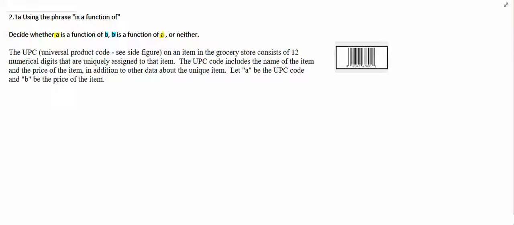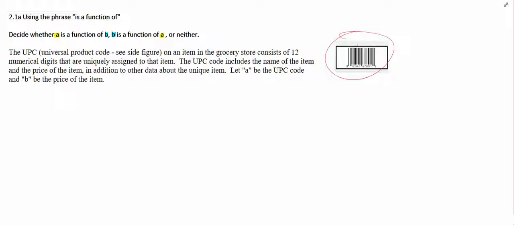It says the UPC, Universal Product Code, and this is this right over here, right? You've seen these at the grocery store, at actually any place where you buy an item that's packaged for sale. It says the UPC on an item in the grocery store consists of 12 numerical digits that are uniquely assigned to that item. The UPC code includes the name of the item and the price of the item, in addition to other data about the unique item. So each item has its own 12-digit code.